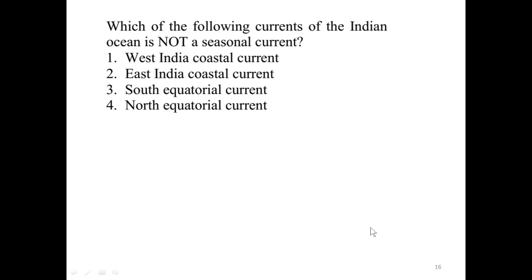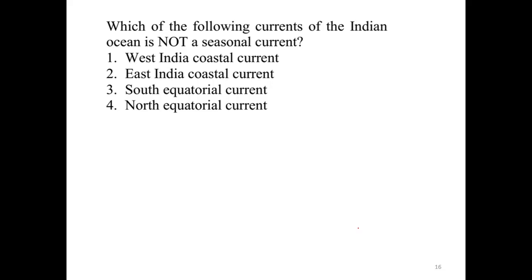Which one of the following currents of the Indian Ocean is not a seasonal current? West India coastal current, East India coastal current, South equatorial current, North equatorial current. If you look at the map of the ocean currents of the world, there are two kinds of surface currents: permanent ocean currents and seasonal ocean currents.